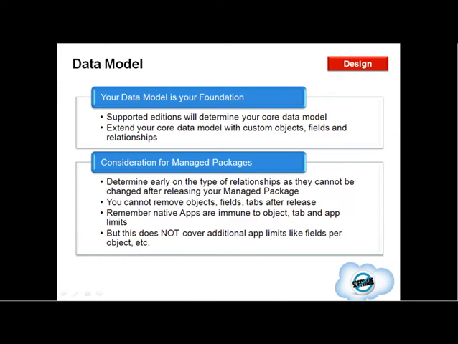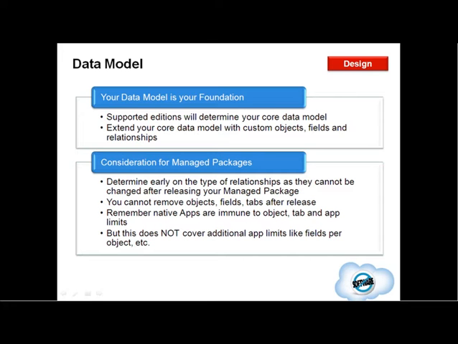Now, one of the last areas you're going to want to think about in terms of design is your data model. Your data model is essentially the foundation of your application. And kind of what you saw earlier, based on the additions that you plan to support, that's going to determine your core data model. If you are going after Force.com edition, then you're not going to have any of those CRM objects, as I mentioned. And then from there, you're going to extend your core data model with custom objects, fields, and relationships.